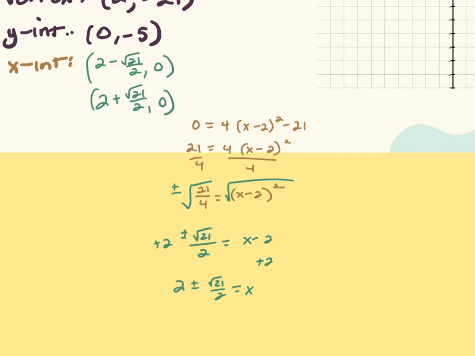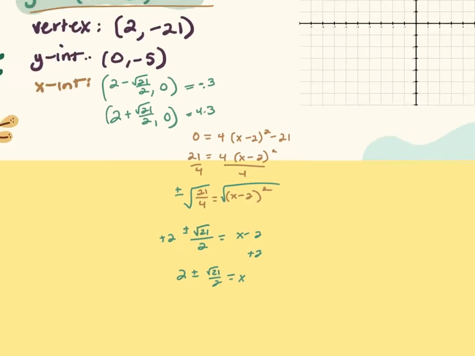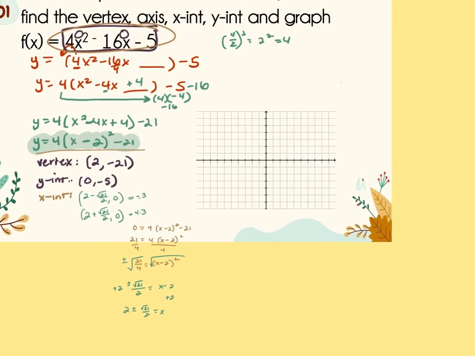divided by 2. This is negative 0.3. And then 2 plus the square root of 21 divided by 2. And I get 4.3. Now I'm going to graph all this.